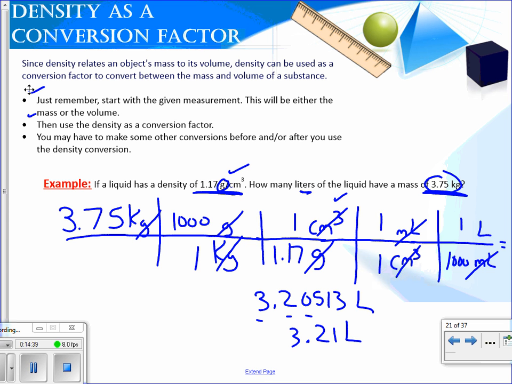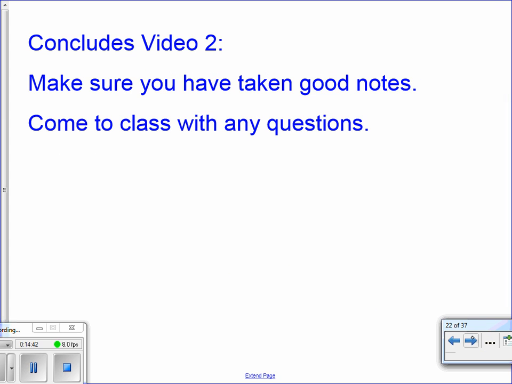So you can do a lot with dimensional analysis. It's a very important skill. This concludes video 2. Make sure you've taken good notes. Come to class with any questions. You may want to rewatch the video, rewatch some of those example problems. We look forward to seeing you in class tomorrow.